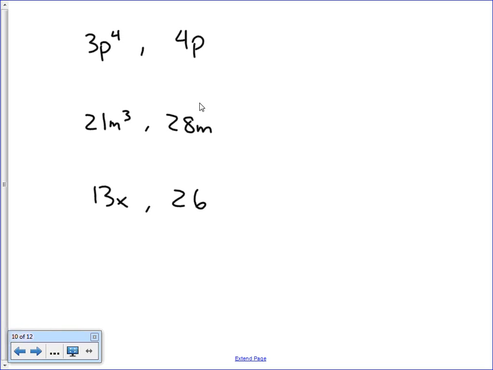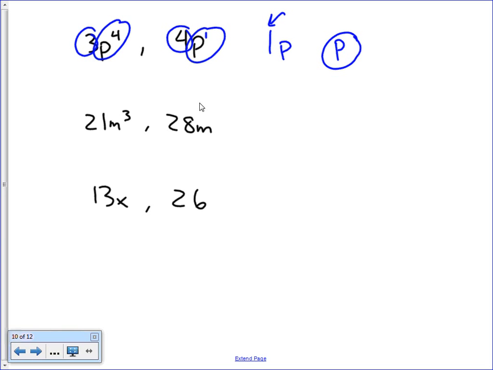Let's go through a few more. So we have 3p to the fourth and 4p. Out of 3 and 4, what is the biggest number that can divide both of those? Well, it's just 1. Then I have p to the fourth and p. So there are p's in common, so I circle them both. Imagine that's a p to the 1. Okay, so which is the lower power? Well, the p to the 1. So I'm just going to put a p. You don't need that p to the 1. You don't really even need that 1 there at all either. So just a p. That's all you can divide out of that.